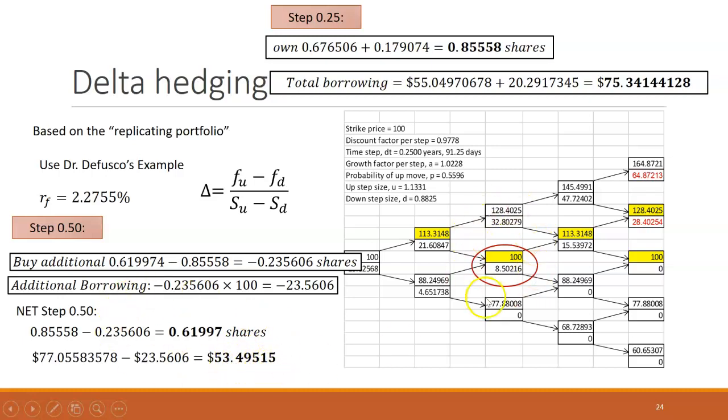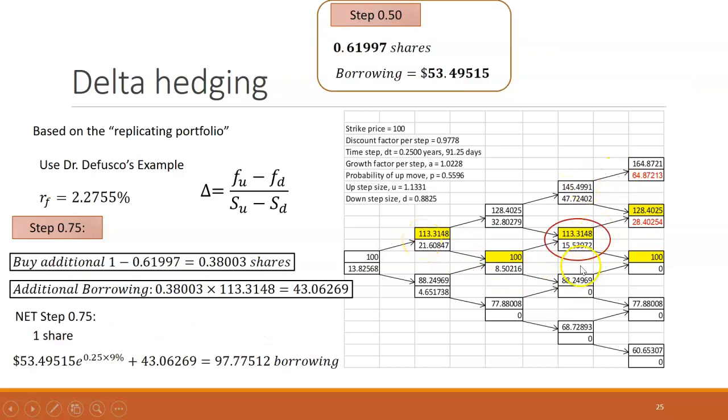So that's when I end up here. Those are my positions here. And then I'm just going to do this again. All right, I'm going to go up. Notice since I went up, delta's going to get bigger. So I'm going to have to go out and borrow money to buy more shares.